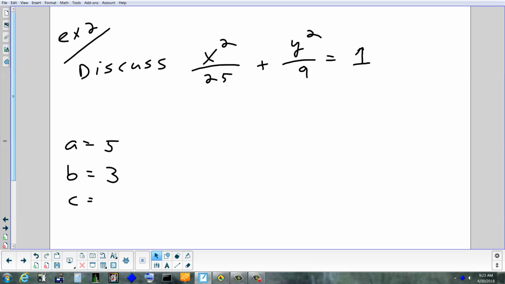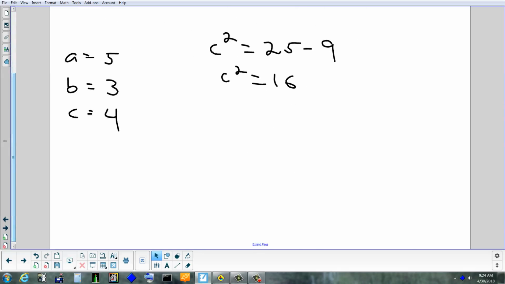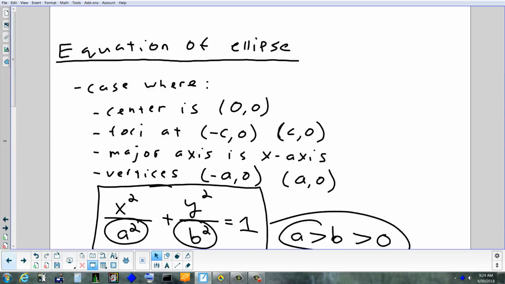Trevor, what's the formula to find C? C squared equals A squared minus B squared. So C squared equals A squared minus B squared. So C squared is 16. And Tessa, what does C come up to? 4. Okay. So now we have everything we need. Let's start by describing the, let's do the vertices.